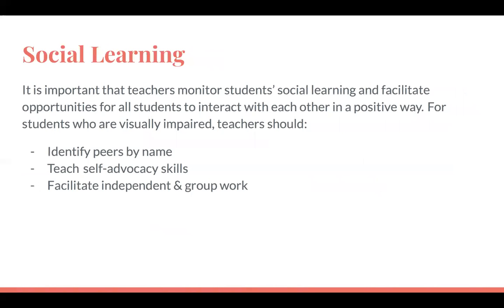As for social learning, it is important that teachers monitor students' social learning and facilitate opportunities for all students to interact with each other in a positive way. For students who are visually impaired, teachers should identify peers by name, teach self-advocacy skills, and facilitate independent and group work. Especially identifying peers by name, this is something that's really important for these students.